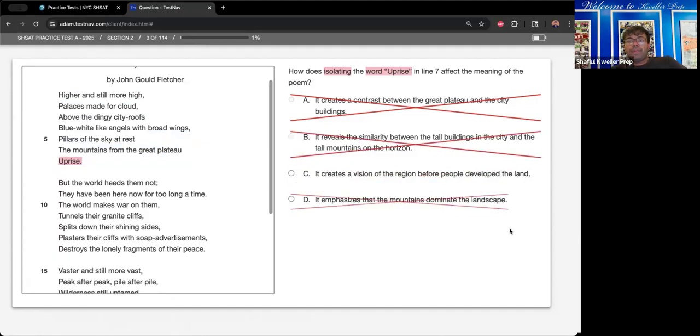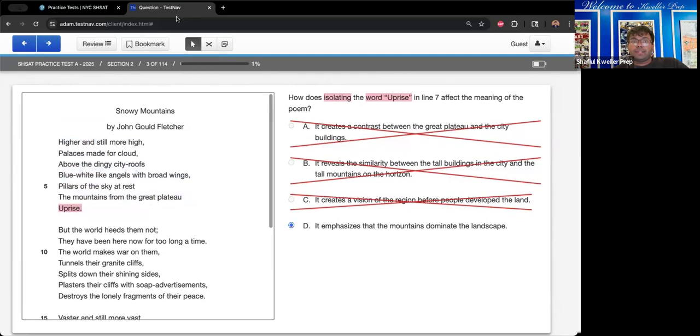Vision of the region before people developed the land. I agree that this whole stanza is talking about how people didn't really develop the land yet. It's kind of nature expanding, but that's not why we are isolating the word. Think about why we are isolating the word. We are isolating the word to put emphasis on how the mountains are so big and they are uprising. So we can rule that out, and then the answer should just be D.